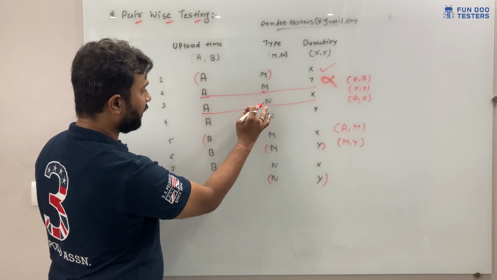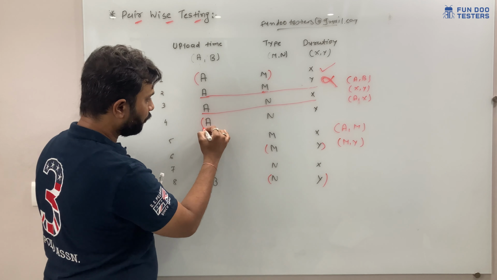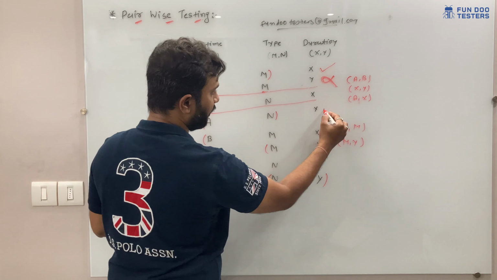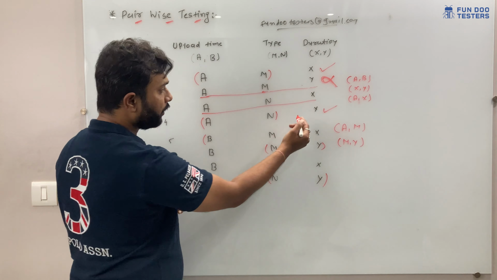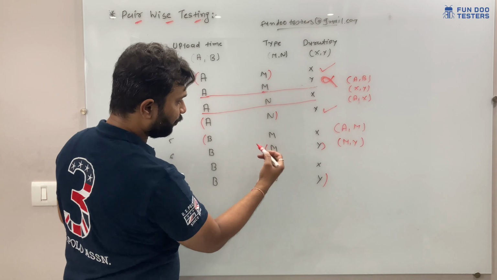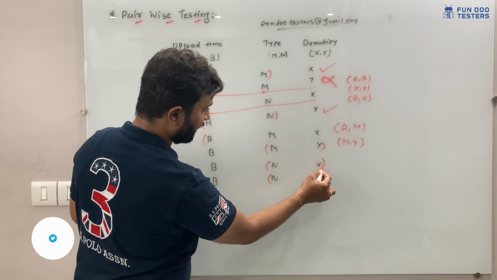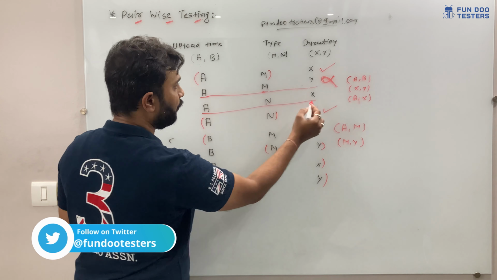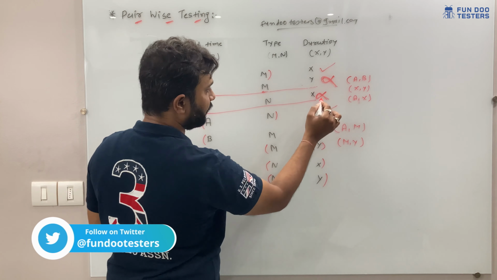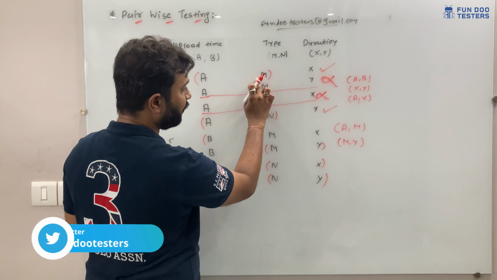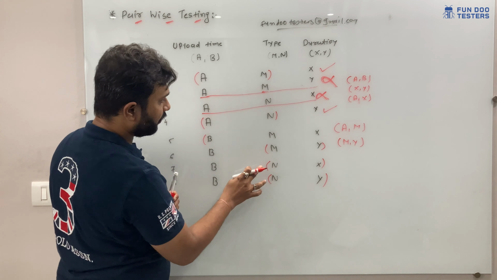So here A and N, when we are going to make A and N, we can make A and N in test case 4. And N and X, where we are going to make N and X, we can make N and X here, which means we can discard pair number 2 as well. So here we have considered this value and this value.